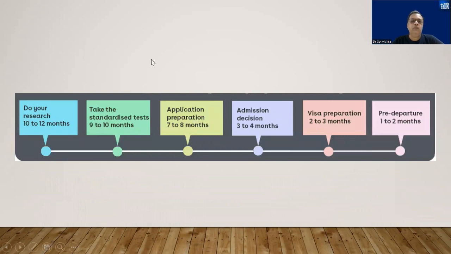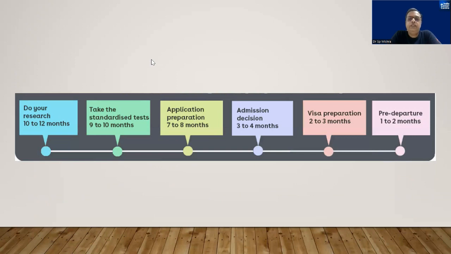What is important is that typically one should start preparing at least 10 to 12 months in advance. So about 10 to 12 months before, you should start researching what to do, what to study, and take up the standardized tests. For example, for post-graduation, either GRE or GMAT depending on the course, then IELTS, which is the English test, or TOEFL. And start working on the applications 7 to 8 months prior to the admission.